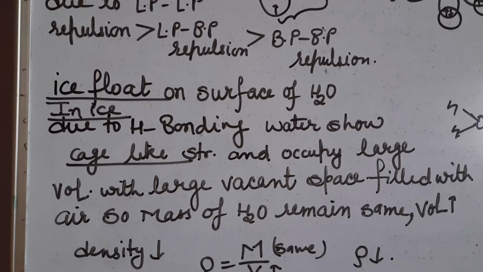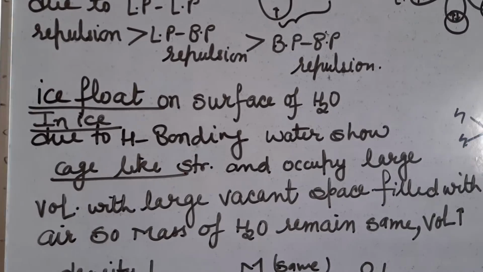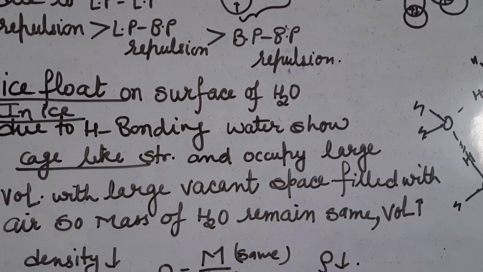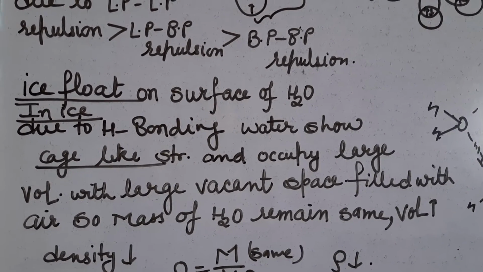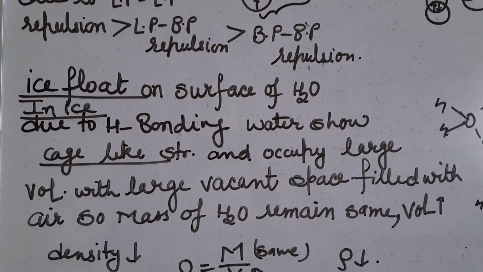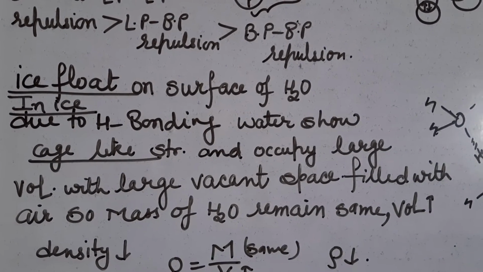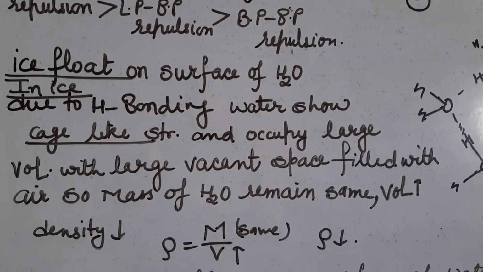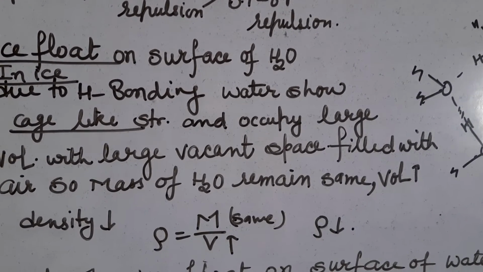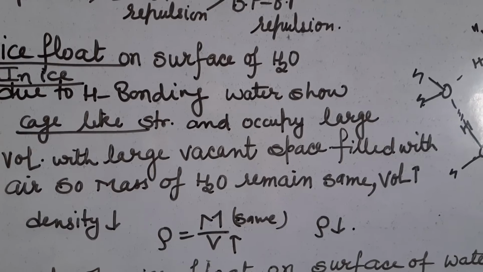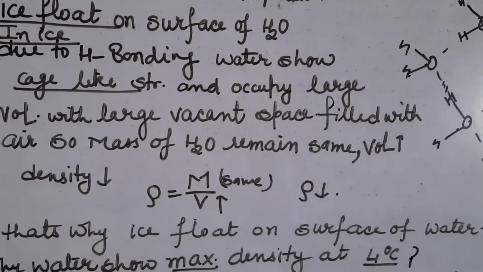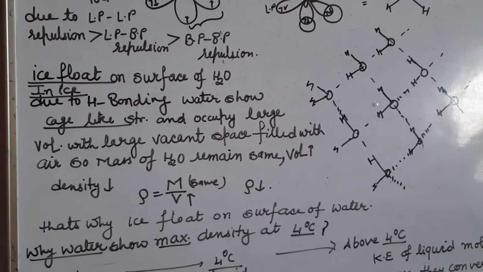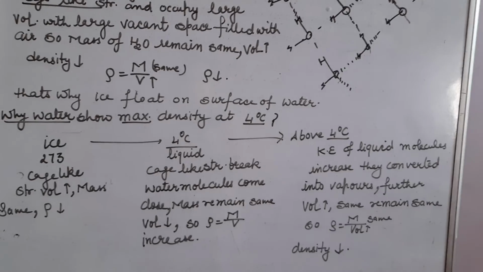So why does ice float on the surface of water? See here, due to hydrogen bonding, water shows a cage-like structure and occupies a large volume with large vacant space, and this vacant space is filled with air. So the mass of water remains the same because air has negligible mass, but volume increases, so density will decrease. This is the reason why ice floats on the surface of water.